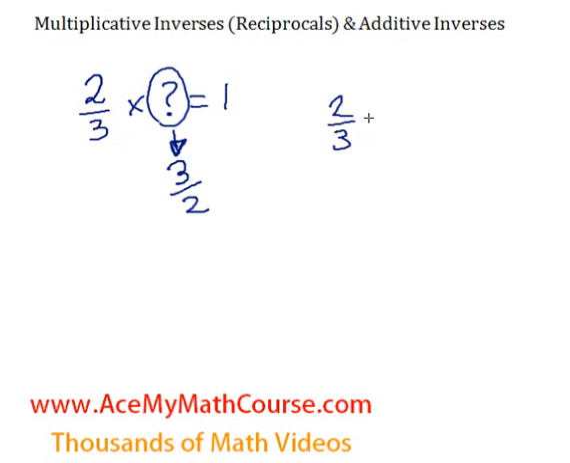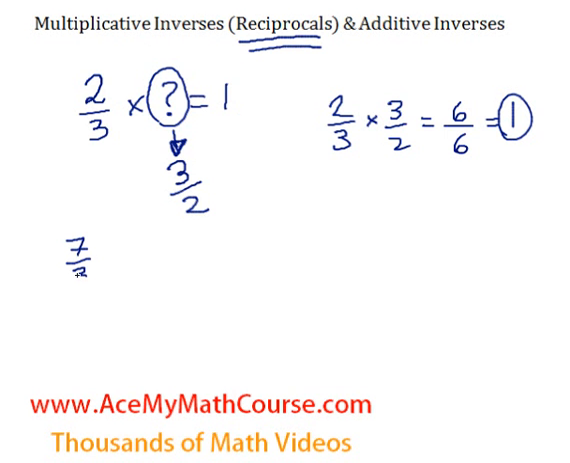Because 2 over 3 times 3 over 2 would be 2 times 3, 6. 3 times 2, 6. 6 divided by 6 is 1. And if two numbers or fractions multiply to 1, then they are multiplicative inverses. And we also call them reciprocals. So 3 over 2 is the reciprocal of 2 over 3. So just as another quick example, the multiplicative inverse of 7 over 3 would be 3 over 7.